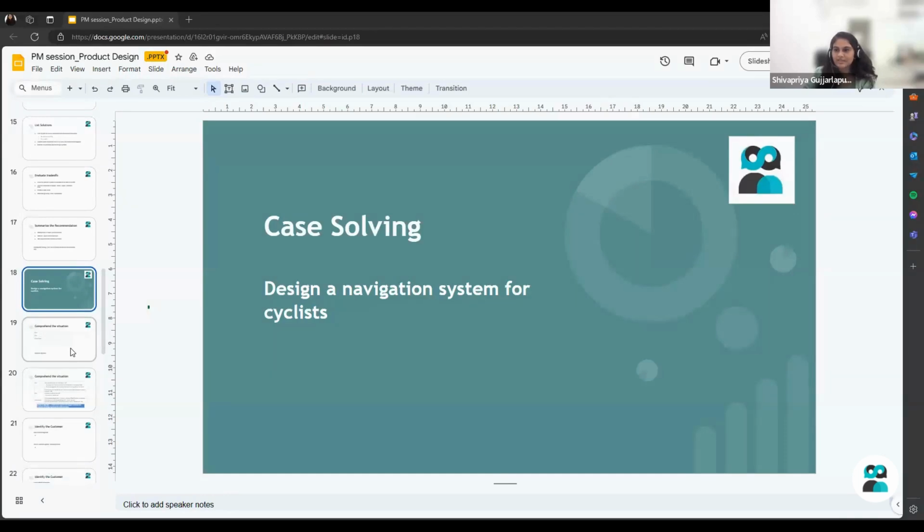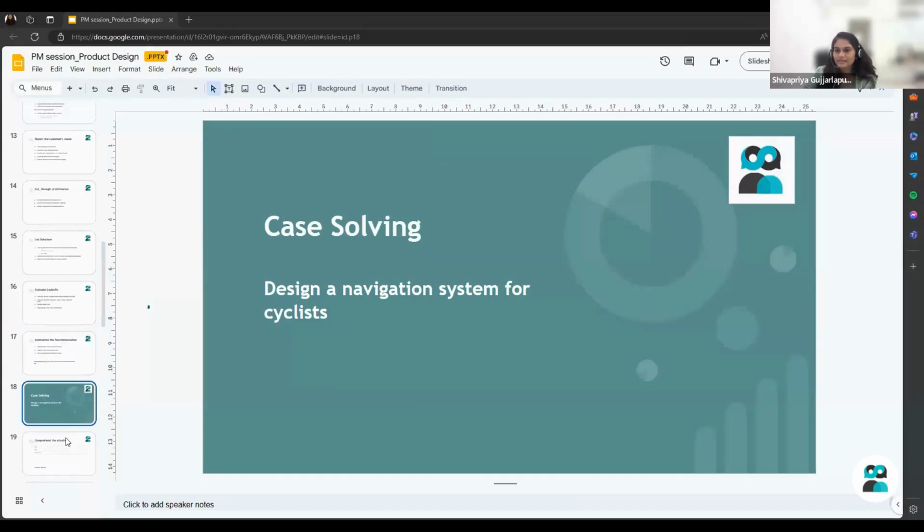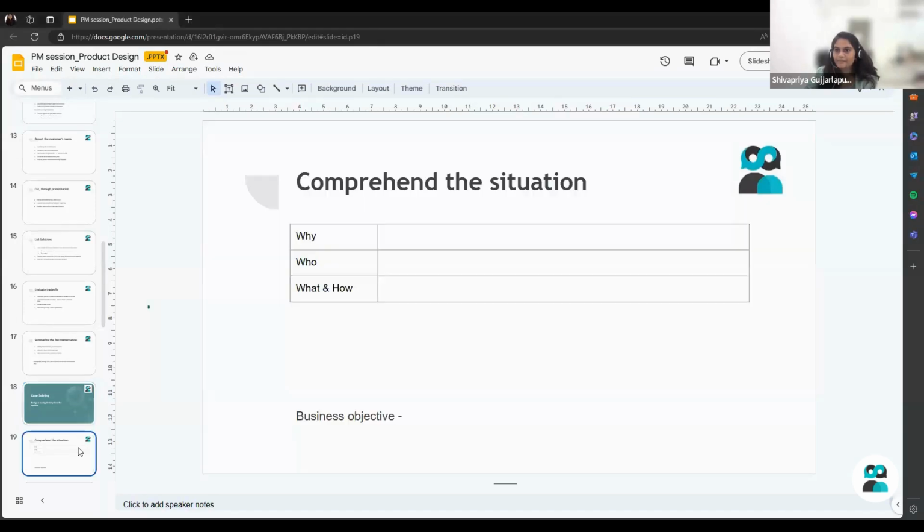I think I pasted the case we have for today, which is design a navigation system for cyclists. So we'll start and use the circles framework that I just introduced in the earlier slides. First, we go with probable answers from you all. Feel free to raise your hands and unmute and tell me what are the different questions you would ask the interviewer to comprehend the situation and narrow down the problem statement. Or even feel free to put it on the chat.